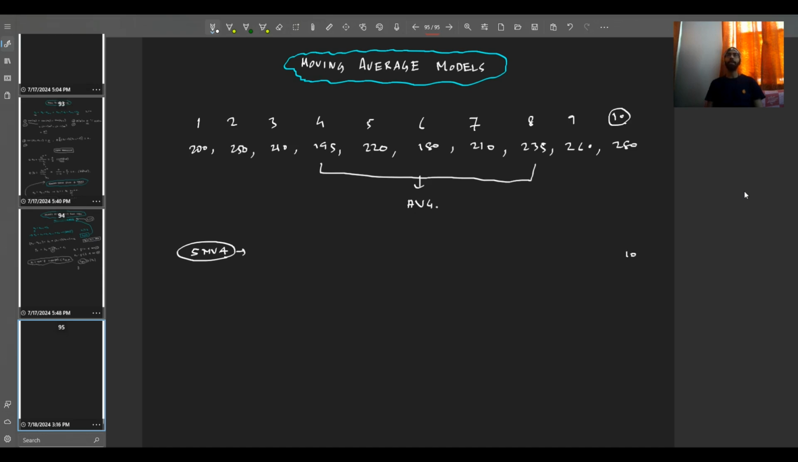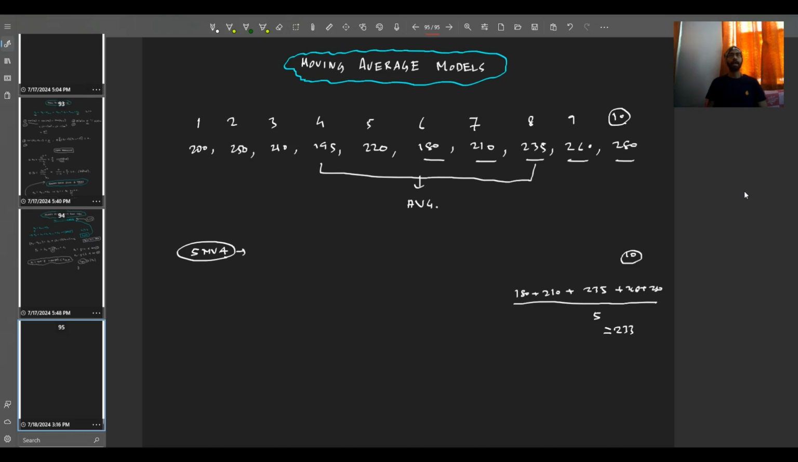The 10th year value will be the last 5 values, 180, 210, 235, 260, 280 added and then averaged. So this will come like this: 180 plus 210 plus 235 plus 260 plus 280 divided by 5. This is the year 10 5-year moving average value. So let's calculate it, friends. The value comes to be 233. Okay. So this is the value for year 10 5-year moving average.